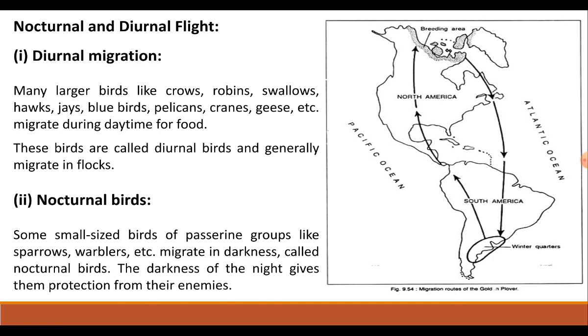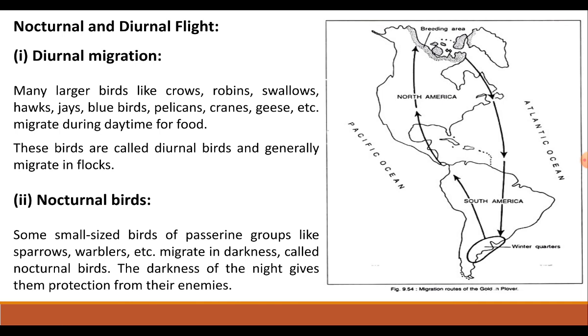Coming to nocturnal and diurnal flight, that is diurnal migration, where many larger birds like crows, robins, swallows and hawks migrate during daytime in search of food. These birds are called diurnal birds and generally migrate in flocks.